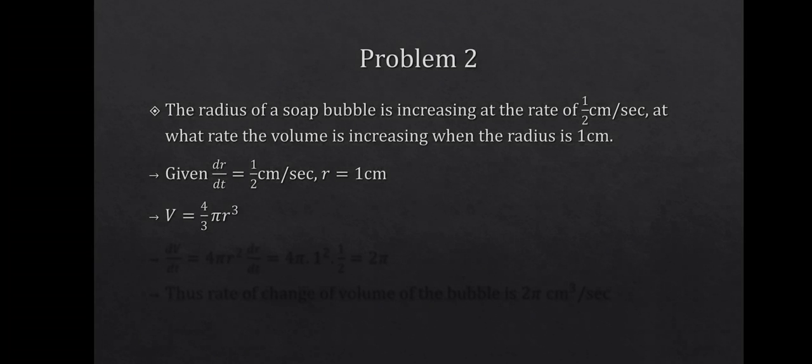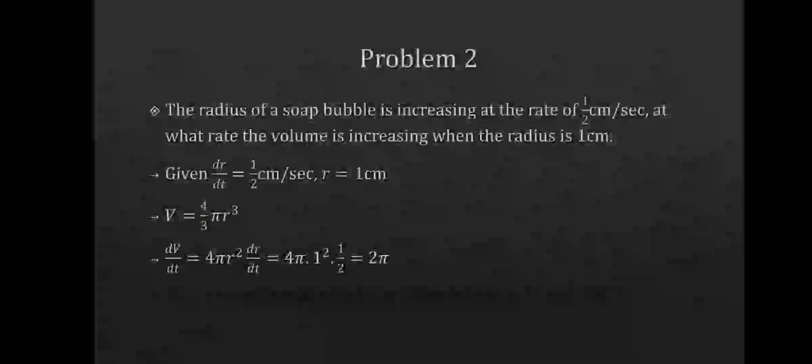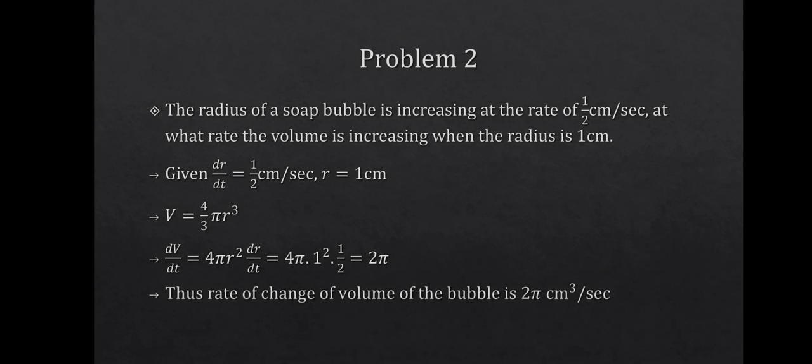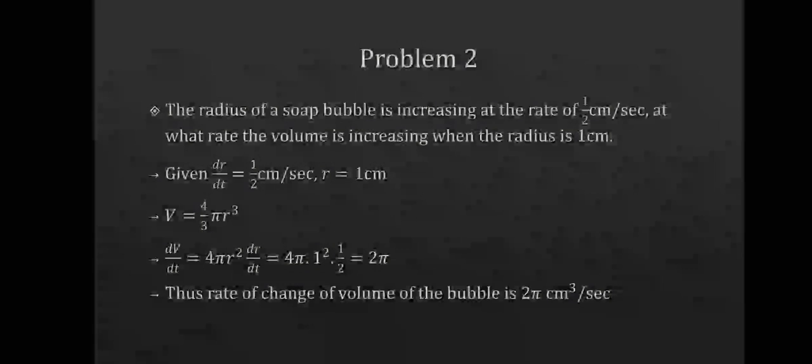Obviously volume of a sphere is 4 by 3 pi r cube. So dV/dt is 4 pi r square into dr/dt. Obviously t is a different variable, so when I am doing the derivative with respect to a different variable, I have to consider dr/dt for the derivative as well. Now once I know all this, just put all the values and calculate. After you have done the calculation, it is coming out to be 2 pi, and so the rate of change of volume of the bubble is 2 pi centimeter cube per second. Obviously it is with respect to time, so 2 pi centimeter cube per second, right? Simple enough. Let us move to number 3.